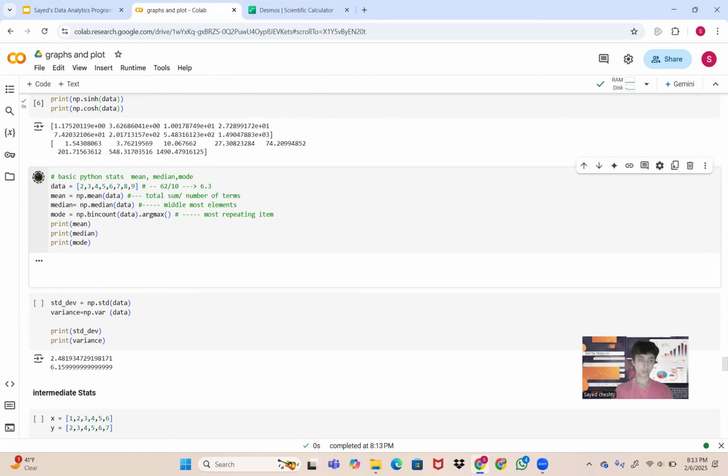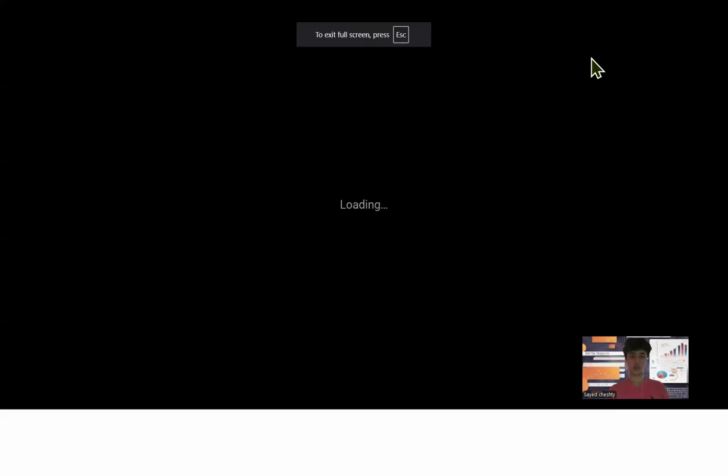Now we're going to go back. Mode means the most repeating item. The most repeating item is none, so it's getting an error because there's nothing. If I add a number here, it's 9. See, 9 is the most repeating because it's repeating 2 times. So that's what mean, median, and mode mean.